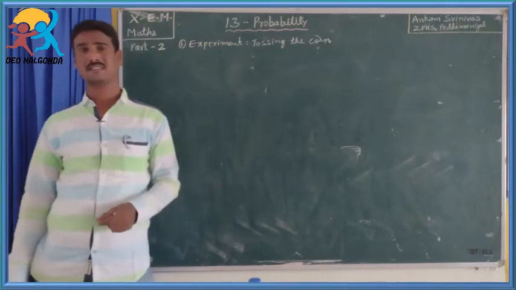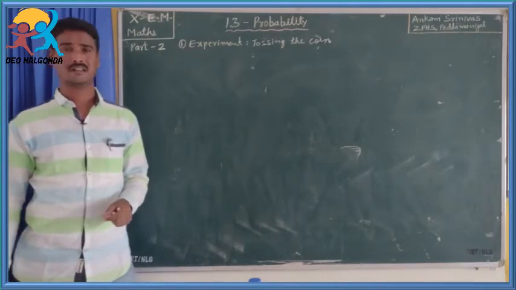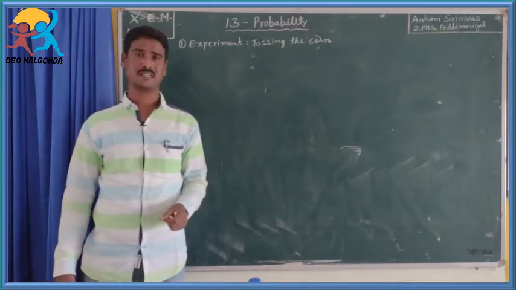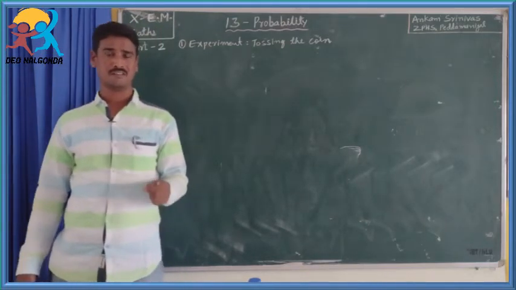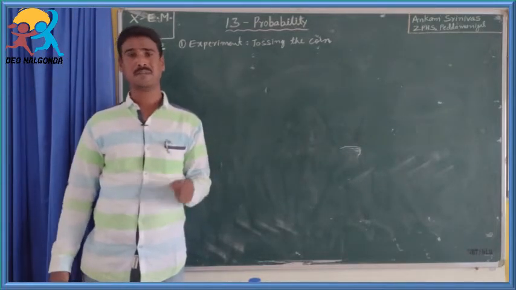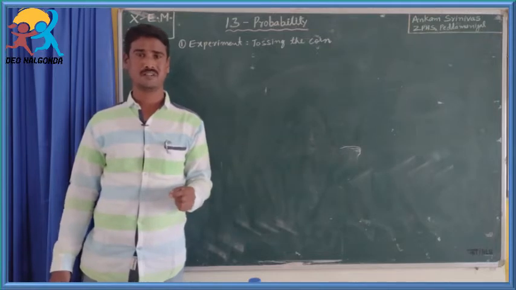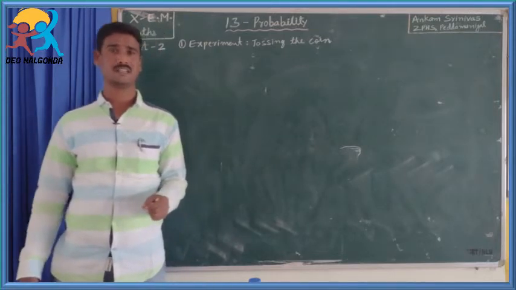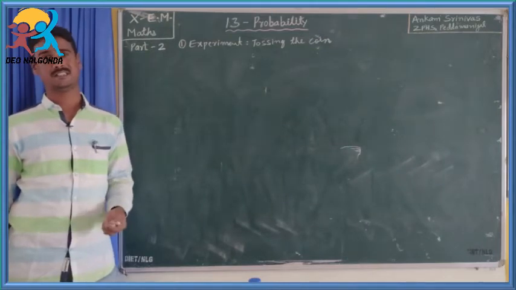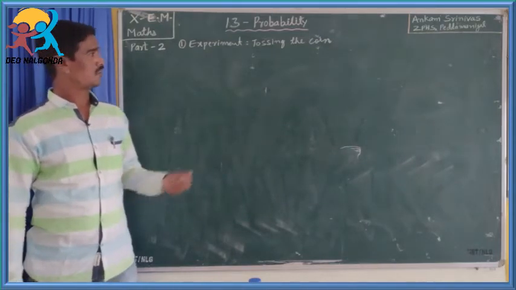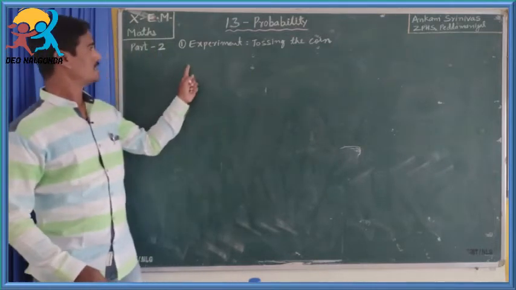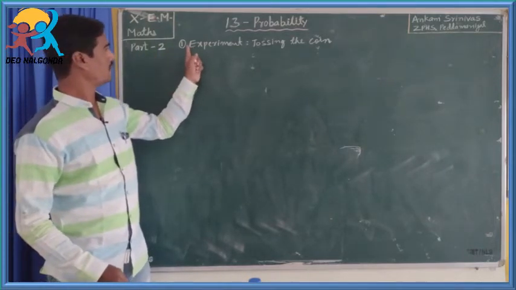In the previous class, we learned about all the definitions, properties and values of probability. Probability is the chance to get something, how much chance to get our expectation. All this was discussed in the previous class, part 1. Now let's take one experiment.